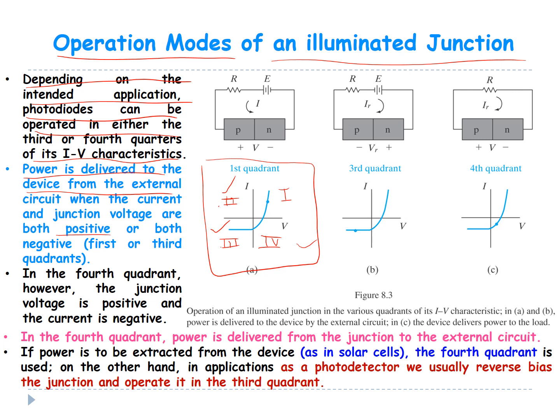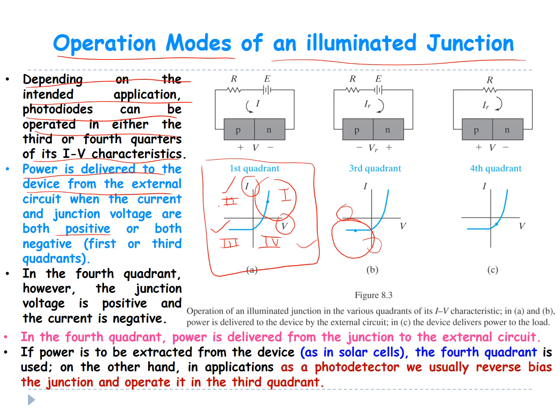So if we come back here now and look at our IV characteristics, you can see that in the first quadrant, the voltage is positive, the current is positive. So in this case as well, power is delivered to the device. The same applies to the third quadrant. You can see that the voltage is negative and the current is negative. So in this case as well, power is being delivered to the device from the external circuit.